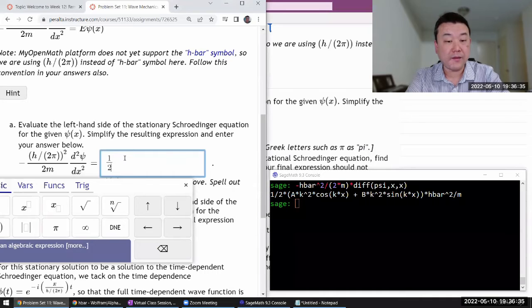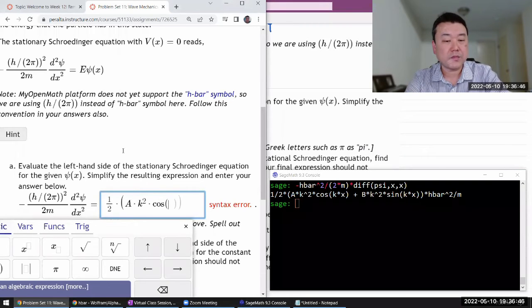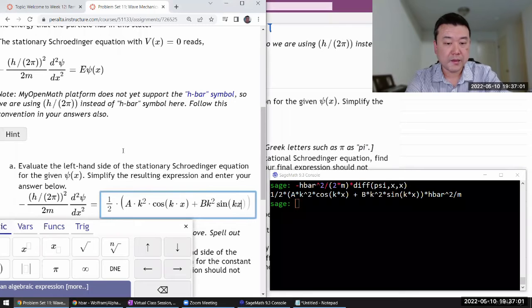As in 1/2. Make sure you don't get stuck in the denominator, times a times k squared. Make sure you don't get stuck in the exponent, times cosine of k times x. You don't even need that times thing. You could just do b k squared, get out of exponent, sine kx.